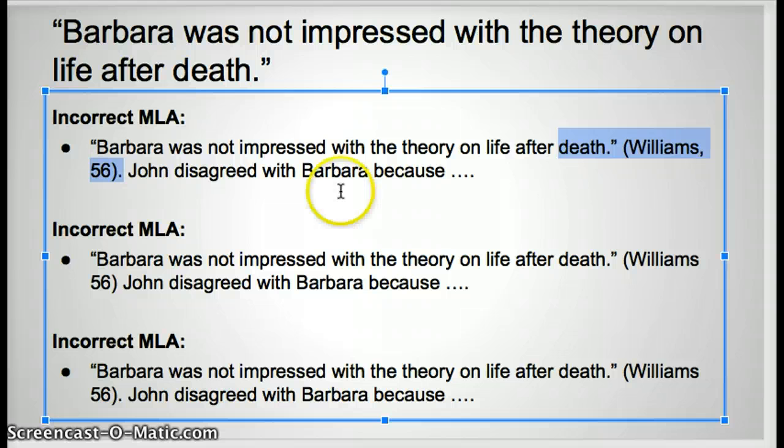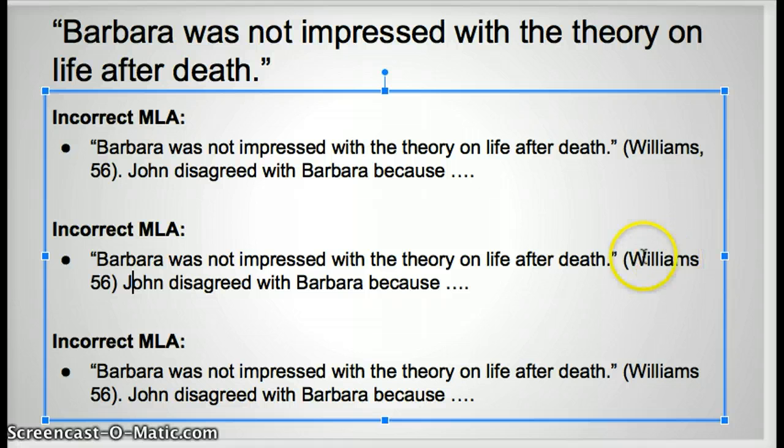This would be incorrect. Why is this incorrect? Well, because we have a period after death, it looks like the citation, Williams, page 56, is a sentence all on its own. And this is especially true because we have a period after the citation. So we're suggesting that this is a standalone statement, not something that belongs to the quote before it. So that's a problem. The second incorrect example here, you'll notice that the period is after the word death. Then I have the citation. The citation is not followed by another period, but the next sentence happens.